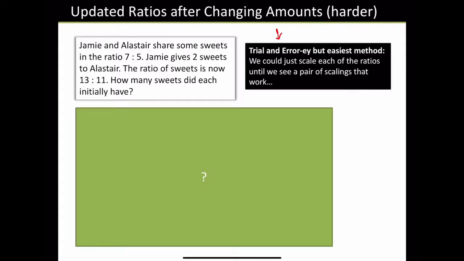So Jamie and Alistair share some sweets in a ratio of 7 to 5. Jamie gives 2 sweets to Alistair. So they've got 7 to 5. Whatever he got, he must have plus 2, and he's got take 2. Do we get this? Why? Because if he gives the 2 sweets, it means he takes them away from himself. So the ratio now is 13 to 11.